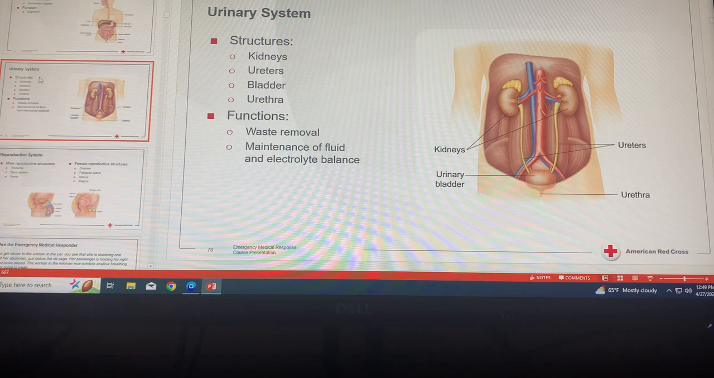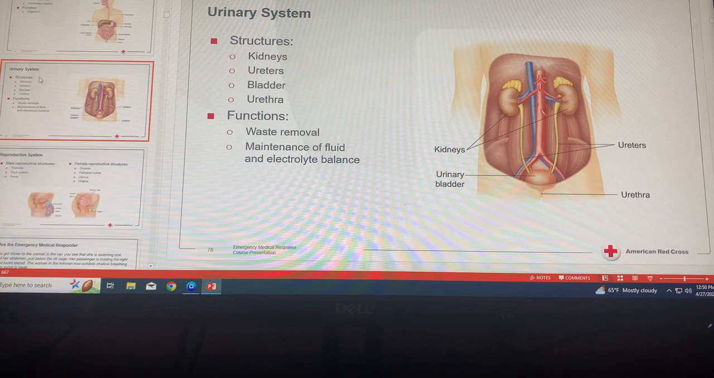Next slide is the urinary system. Part of the genitourinary system, the urinary system consists of organs involved in the elimination of waste products that are filtered and excreted from the blood. It consists of the kidneys, ureters, urethra, and urinary bladder.